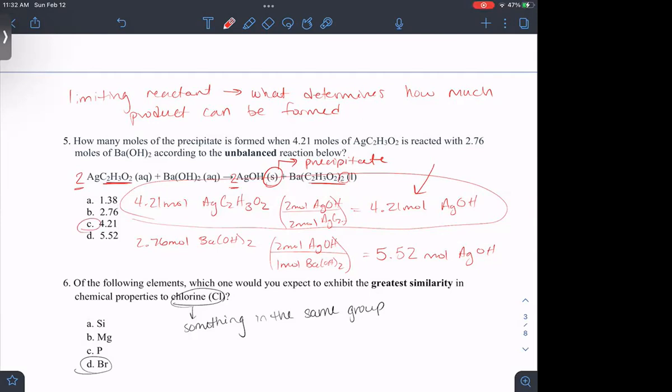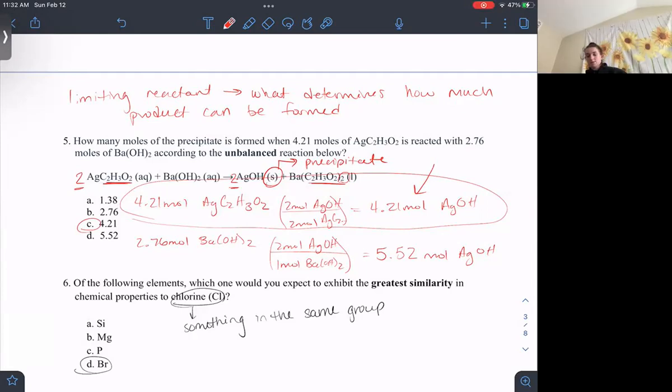Are both the compounds interacting with the precipitate, and is that why we're checking the ratio of each to that precipitate? Yes. Because both reactants contribute to the precipitate, we need to see which one we have least of in order to find the limiting reactant.